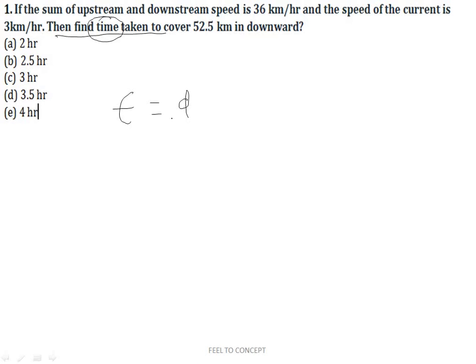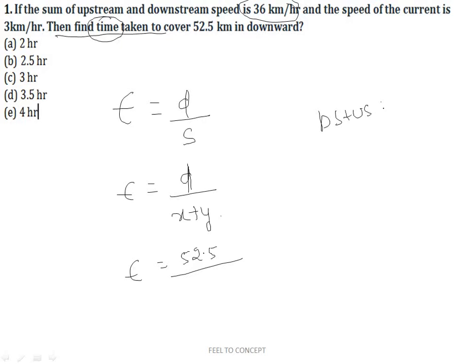The formula is T equal to D divided by S. In this case, downstream, that means D divided by the downstream speed, which should be x plus y. Upstream, the speed should be x minus y. So T equal to D divided by x plus y. We need to represent D equal to 52.5. The downstream and upstream speed sum is 36 km per hour. We need to find out x, the boat speed.